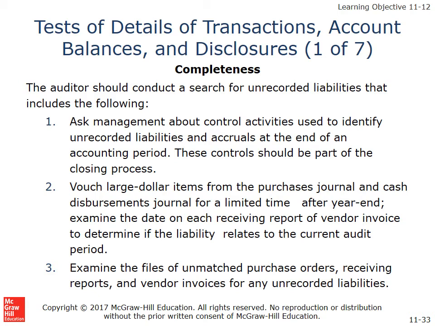Vouch large dollar items from your purchase journal and cash disbursements journal for a limited time after year end. Maybe some of them should have been in the year we're auditing. Examine the date on each receiving report of vendor invoice to determine if the liability relates to the current audit period or not. Examine the files of unmatched purchase orders, receiving reports, and vendor invoices in case they should have been recorded as liabilities. So we're focusing more on items that are not recorded or recorded very close to year end in the next accounting year.